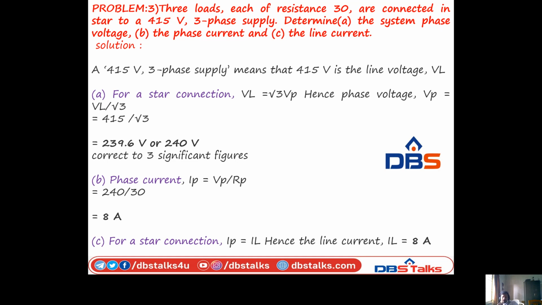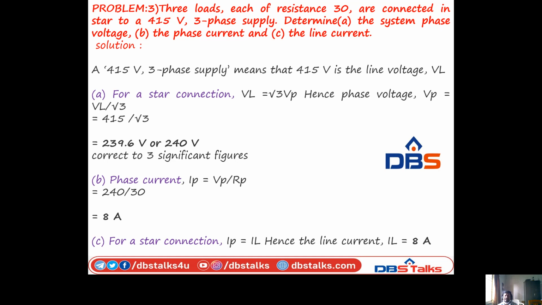Now, the problem doesn't mention whether it is a star or delta connected system. That's why we have to calculate the problems for star connection as well as delta connection. So first, let us consider a star connection.